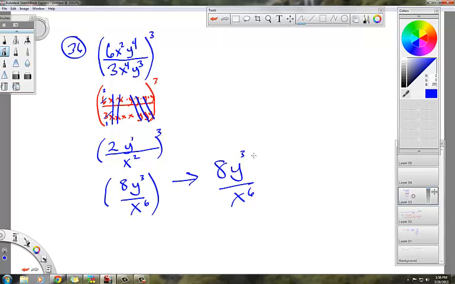You look for anything else that'll cancel, and there are no other terms to be put together, so that is your final answer. I would invite you to try to cube all this stuff first and then simplify it and see if it is easier or if you like it better. But I think this is the way to do it.